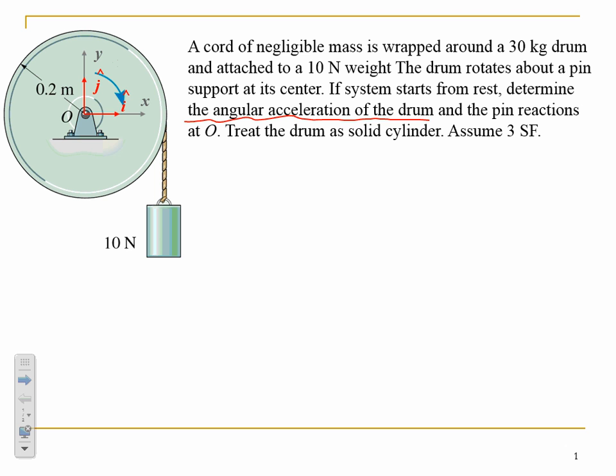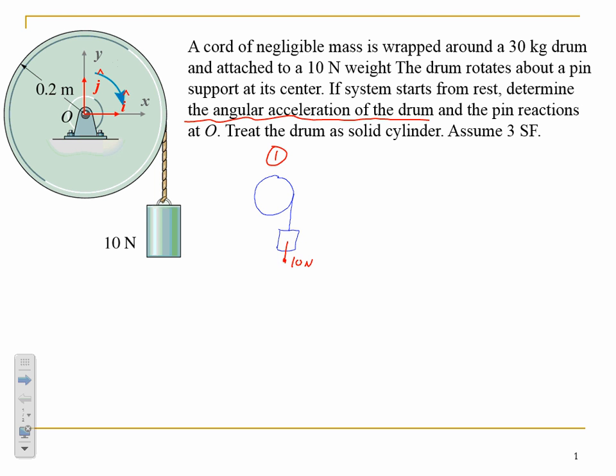So I'm going to set up this for energy. I'm going to draw my system at two states. So first I'm going to draw it in the initial state. So here's the drum with the rope and the 10 Newton weight. There's 10 newtons being applied here. And I'm going to call this state 1.